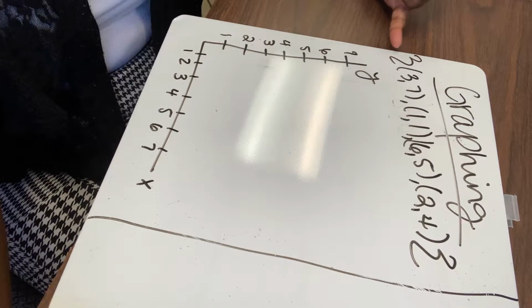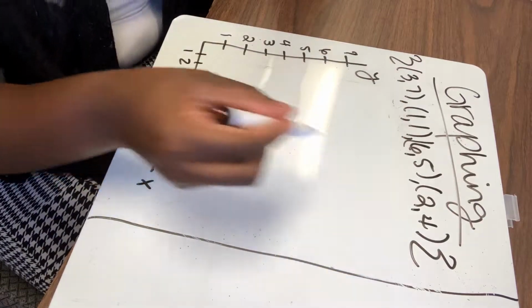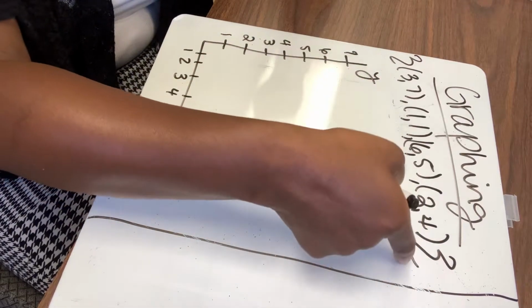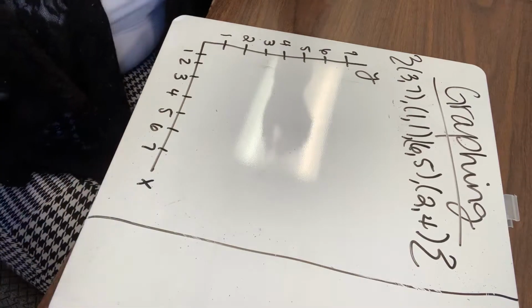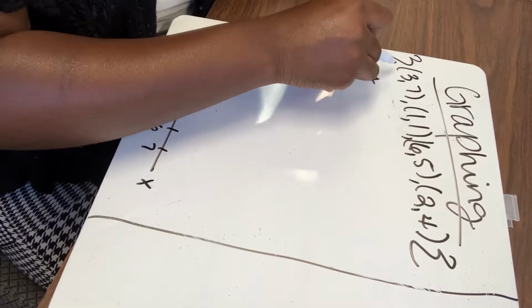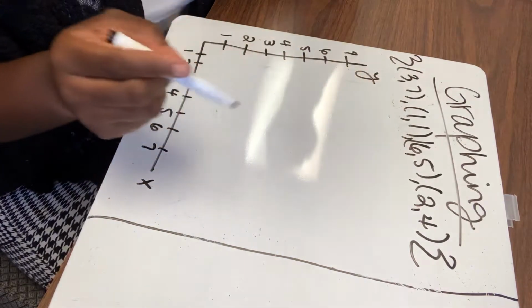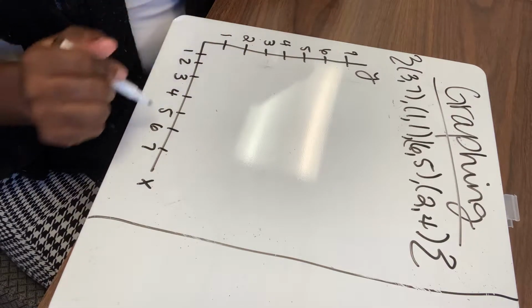Okay, so we're given this problem right here. Now, these little brackets here mean that the numbers inside are in a set. So we have the pairs 3 and 7, 1 and 1, 6 and 5, 2 and 4. And we're just going to graph these on this graph right here.